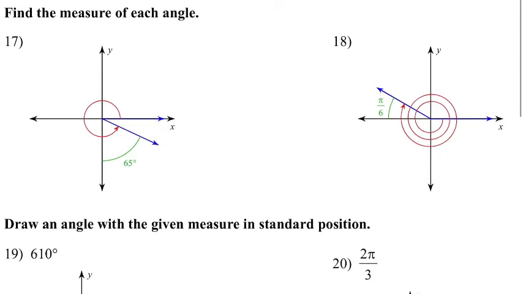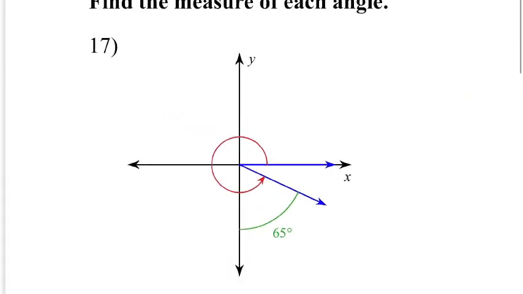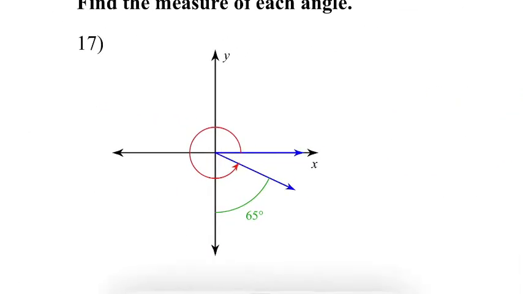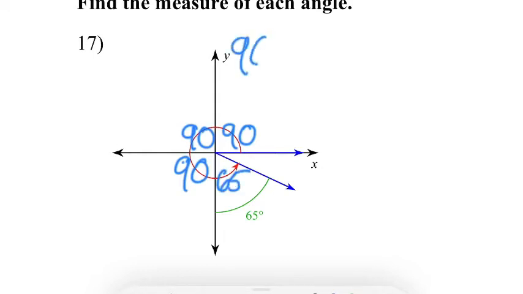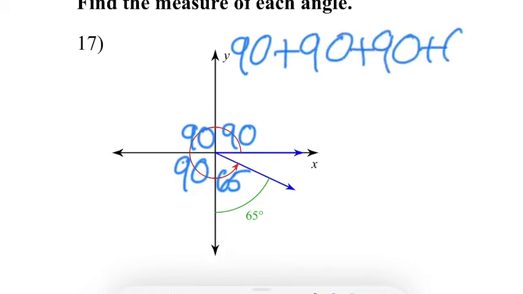For the second side, 17 and 18, the easiest way to do 17 is say, okay, this section is worth 90 degrees. Second section's worth another 90 degrees. Third section is worth 90 degrees. And then this last section is 65 degrees. So 90 plus 90 plus 90 plus 65 gives you 335 degrees.